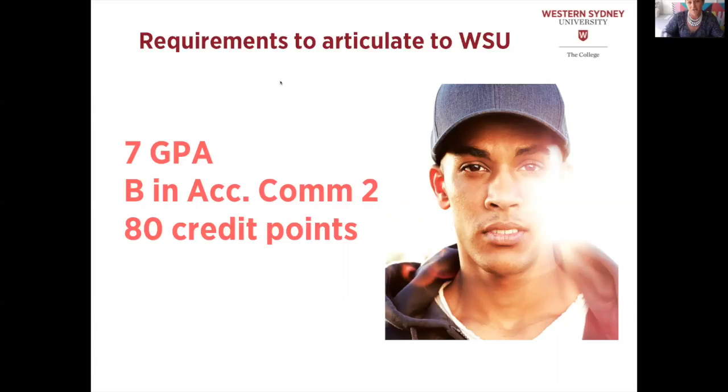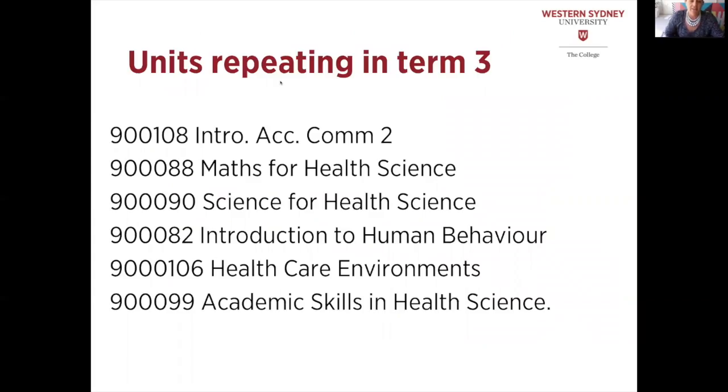If you didn't tick all 3 boxes, the next step is for you. These are all the units that are repeating in Term 3. You'll note that every unit is repeating except for Academic English 1 and Health Communication. Hopefully with the units on offer, you should be able to boost your GPA up to 7 in order to articulate to uni in 2017.